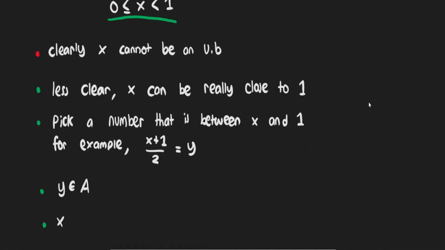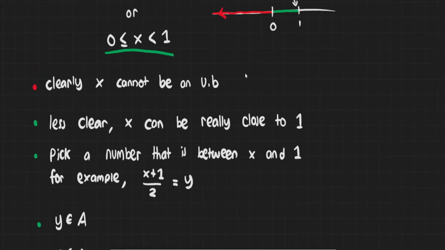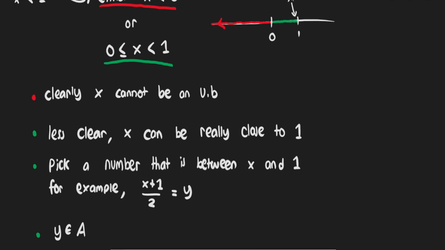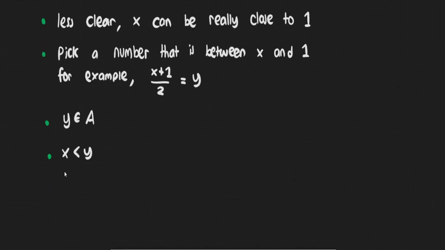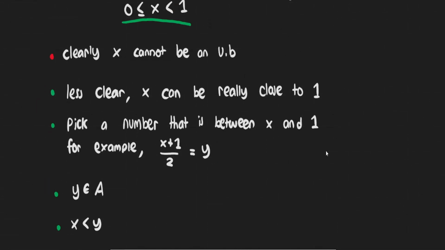Next, we're going to notice that x is less than y, and that's obvious, right? Y is between x and 1, so x is over here, 1 is over here, y is between, so x has to be less than y. Right, and you could also rigorously prove that if you wanted to.